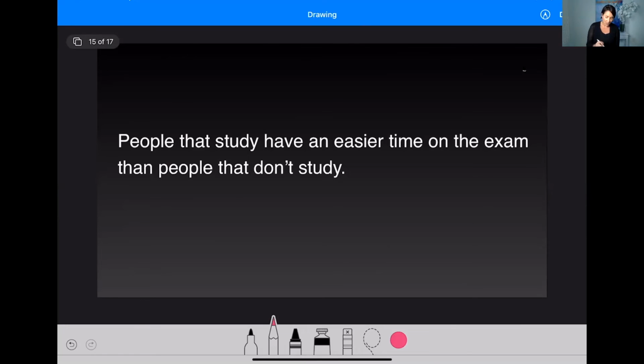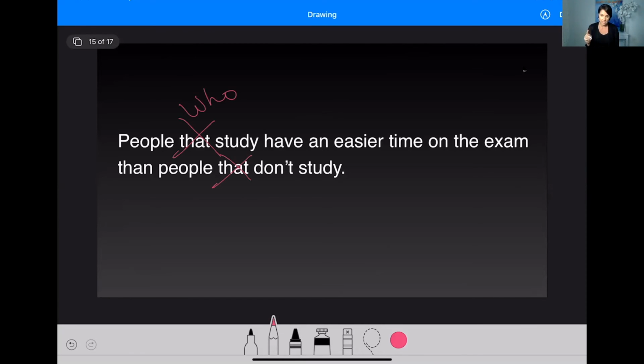Okay, people that study have an easier time on the exam than people that don't study. Wrong, wrong, wrong, wrong. People are people. People are who. This happens constantly. I see it in newspaper articles, headings, titles. People speak this way. Stop doing it. People who study have an easier time on the exam than people who don't study or who do not study.